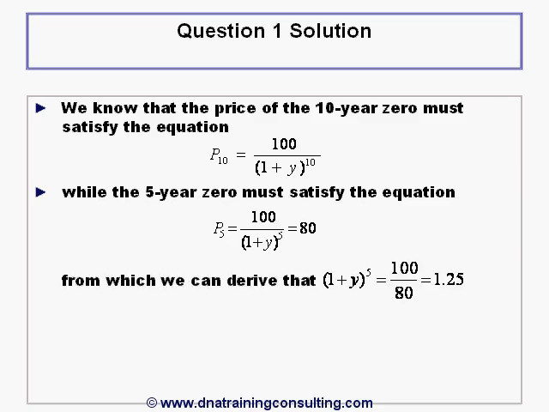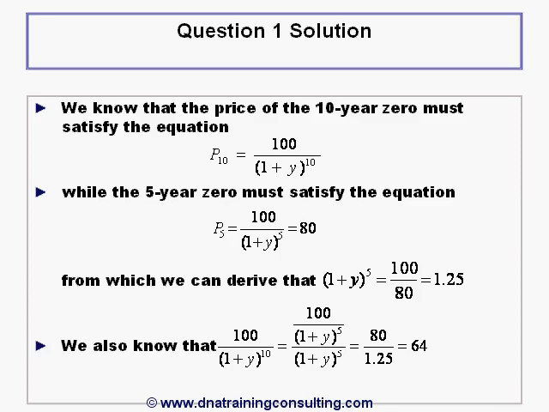From this, it automatically follows that 1 plus y to the power 5, simply inverting the above equation, is 1.25. Going back to the price of the 10-year zero shown above, we know that 100 over 1 plus y to the power 10 is nothing more than 100 over 1 plus y to the power 5 divided again by 1 plus y to the power 5, which is therefore equal to 80 divided by 1.25 and is equal therefore to 64. So the correct answer is D as in David.